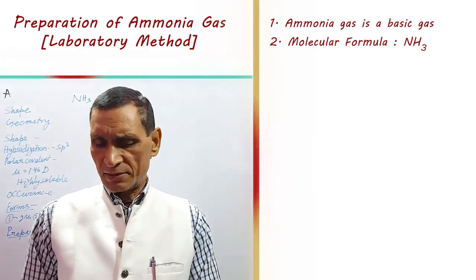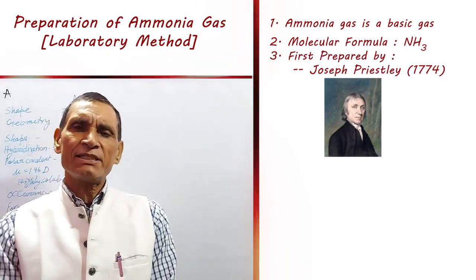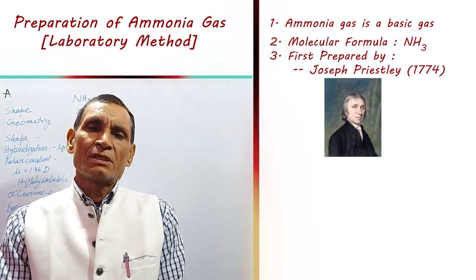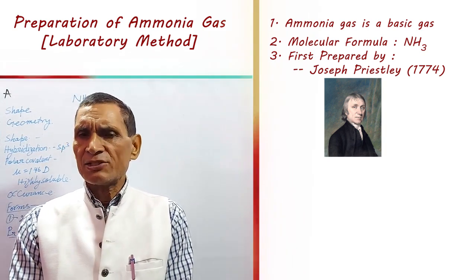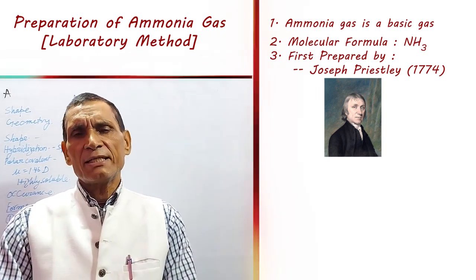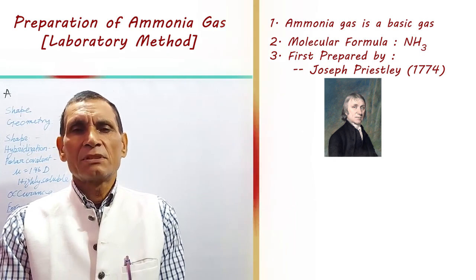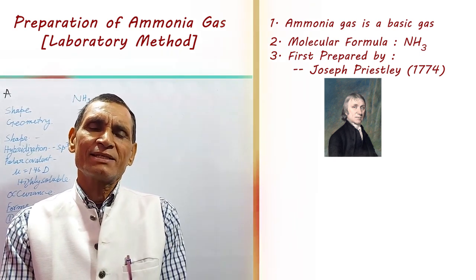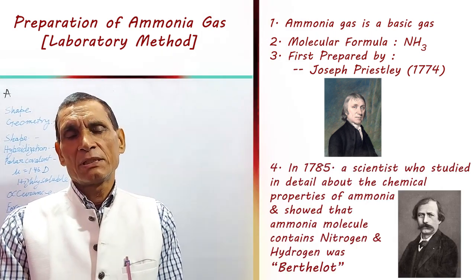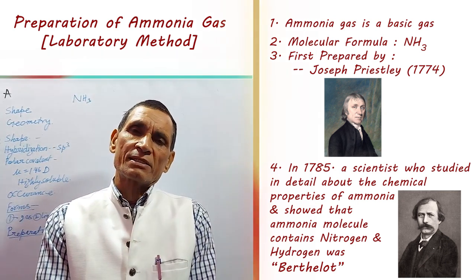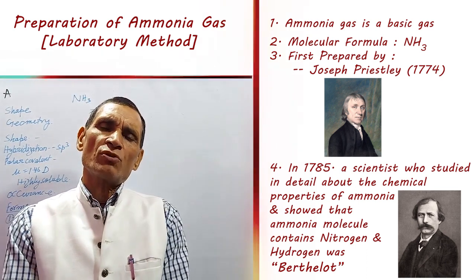It was first prepared by a scientist, Joseph Priestley, in 1774. And in 1785, a scientist studied in detail the chemical properties of ammonia and showed that the molecule of ammonia contains nitrogen and hydrogen. In 1800, the scientist Davy established the chemical composition of ammonia gas.